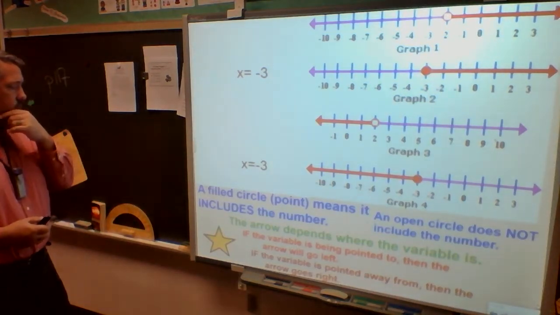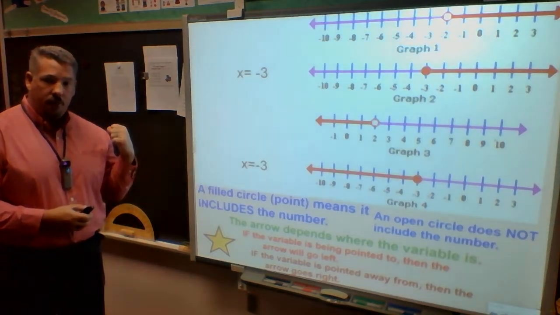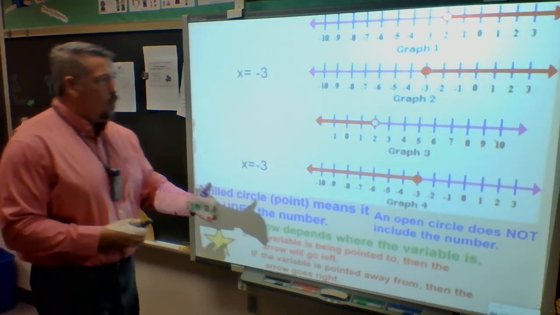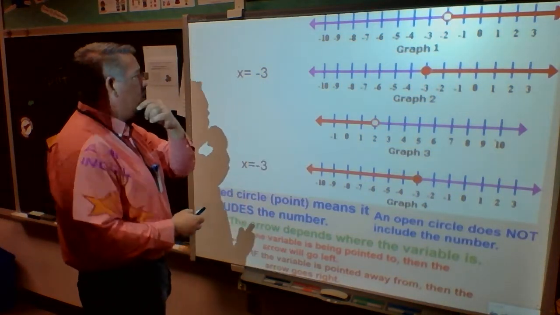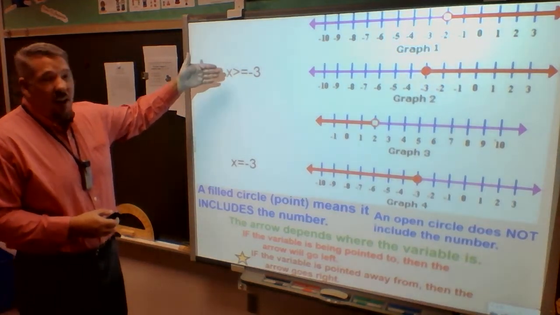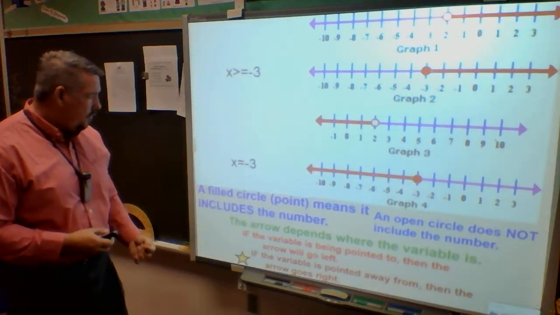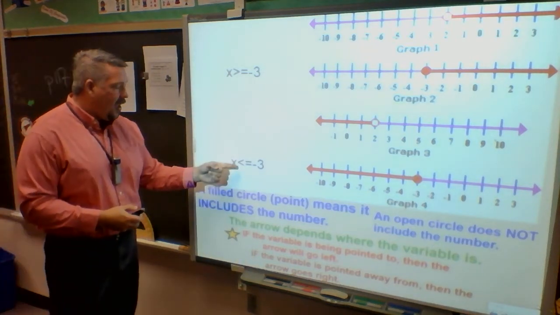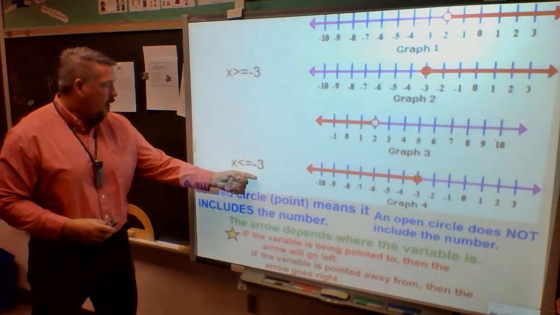So then I look at it. Well, if the variable is being pointed to, then the arrow will go to the left. And if the variable is pointed away from, then the arrow will go to the right. The arrow we're talking about is the red arrow on this line. And that one goes to the right. So the arrow would have to point away from it. So I know x is going to be greater than the -3. And since this one goes to the left, it goes to the left if the variable is being pointed to, then I know that that's the symbol I have to use, telling me that x is less than the -3.